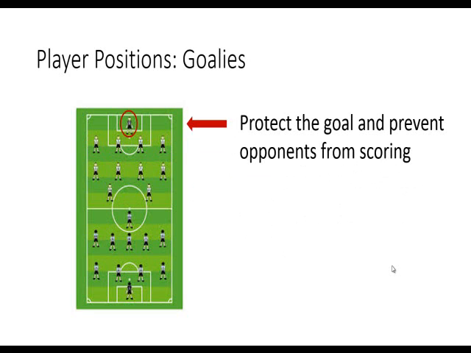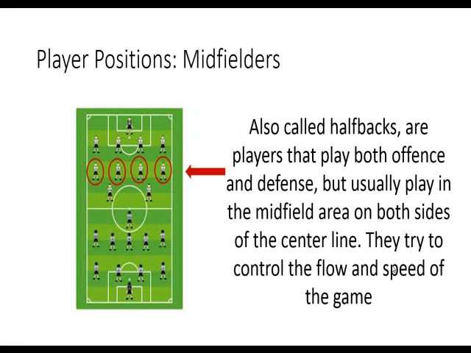Another position is goalies. Goalies' job is to protect goals from being scored. They stand in the goal box. Their primary responsibility is the net. And finally, midfielders are also called halfbacks. They kind of flow back and forth between offense and defense, and their job is to try to control the flow of the game, especially as it relates to the middle of the field.